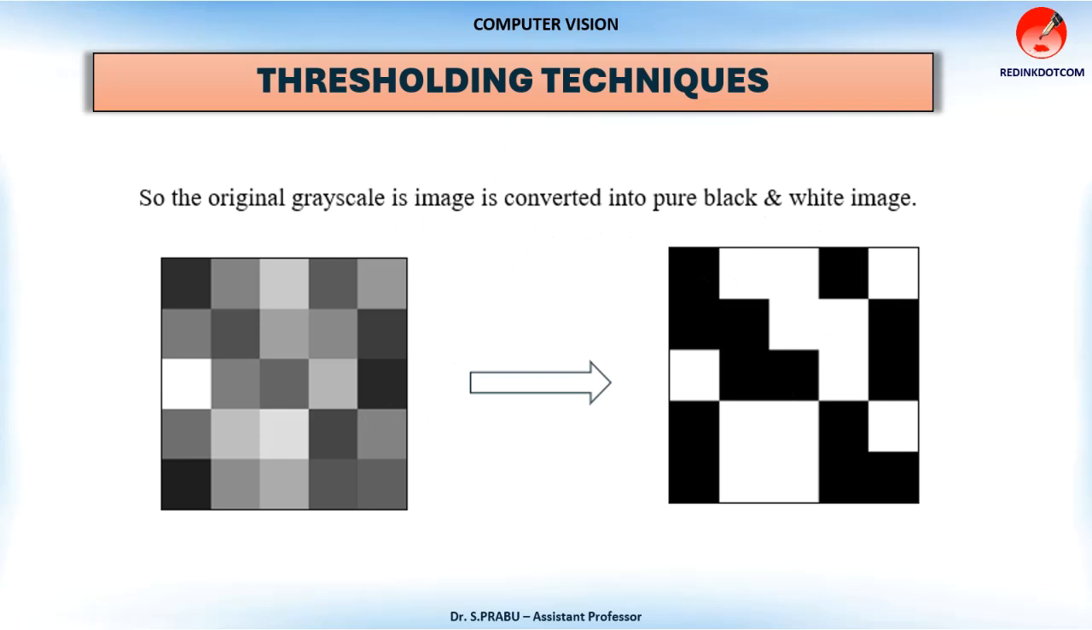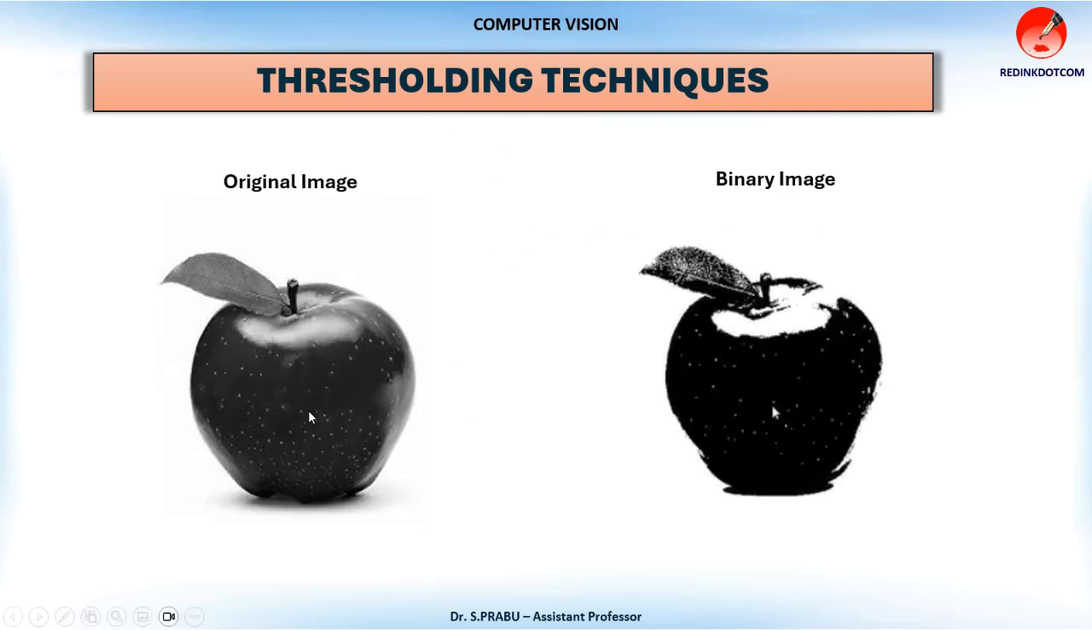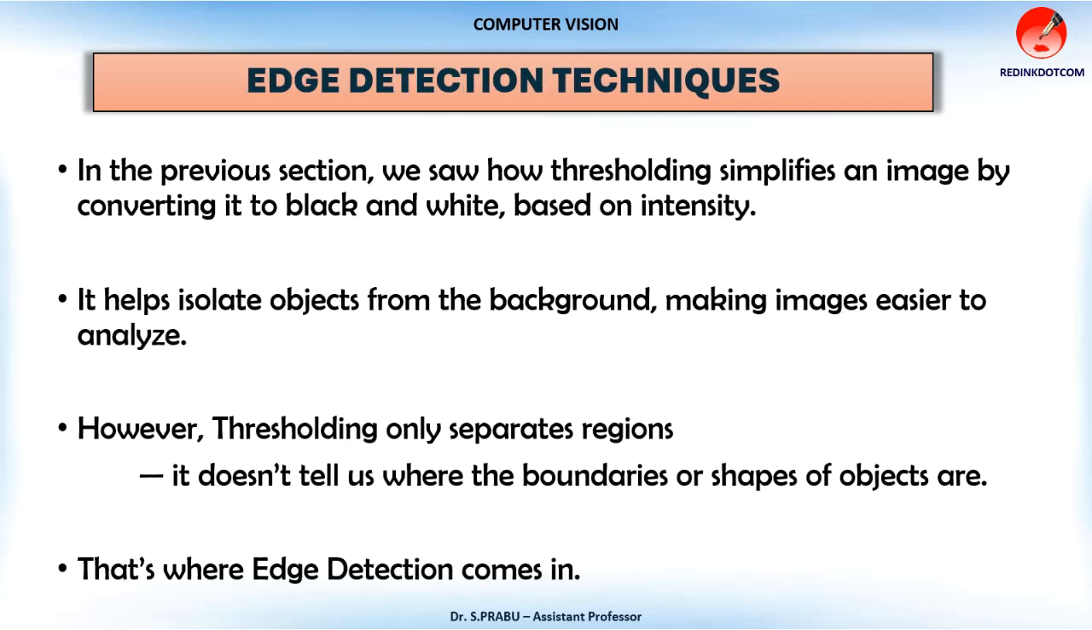Let's see one real-time example. If I want to analyze this image, first I remove the noise by applying different filter operations and then apply any one of the thresholding techniques to get the binary image. This image is subjected to further analysis. So the next step in image processing is edge detection techniques.